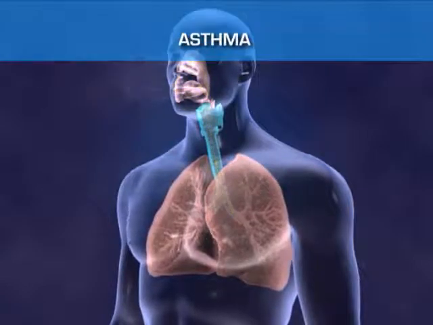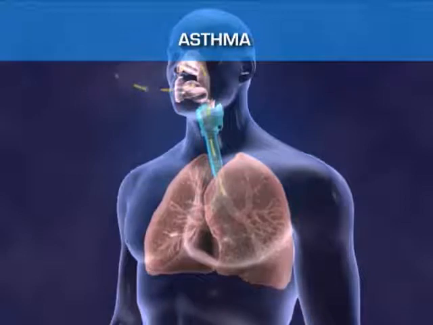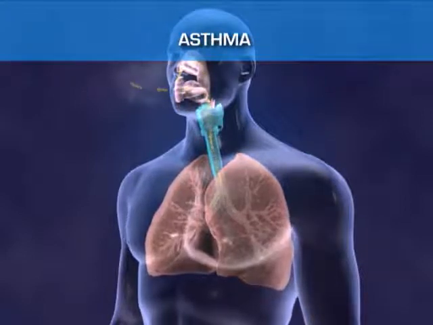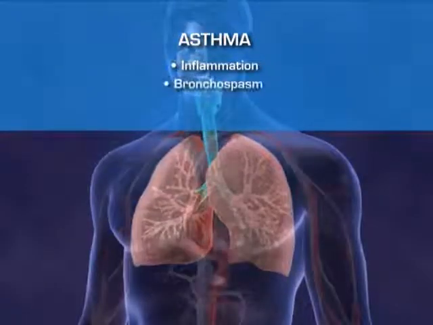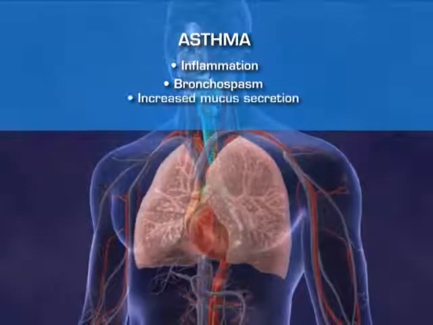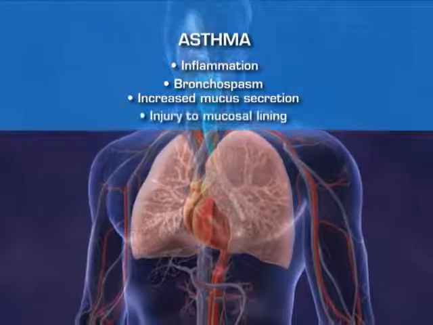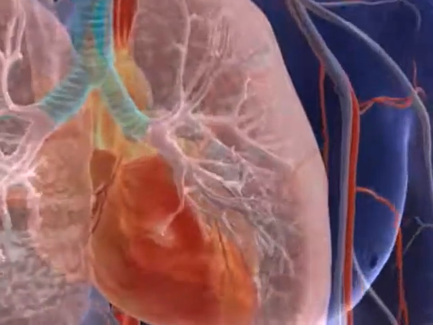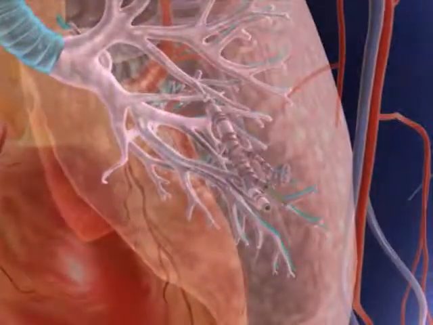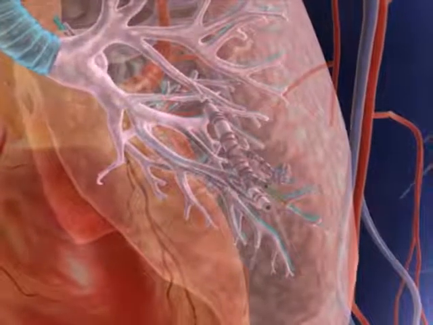Asthma is a chronic reactive airway disorder characterized by increased resistance to airflow due to episodic airway obstruction. Asthma involves inflammation of the airways, bronchospasm, increased mucus secretion, and injury to the mucosal lining of the airways. Asthma can be characterized as extrinsic or intrinsic based on the factors that trigger the disorder.